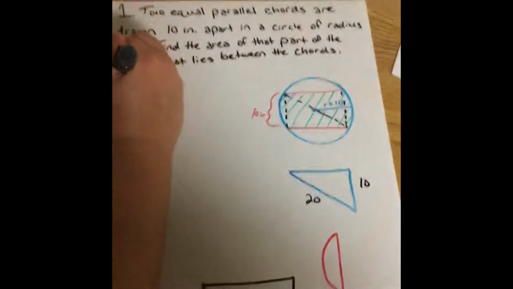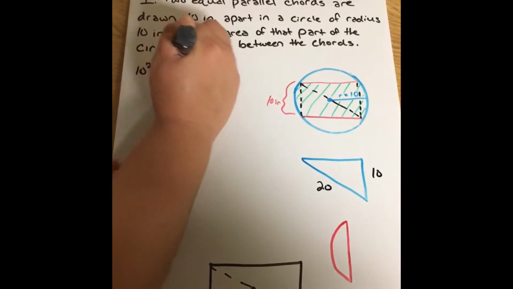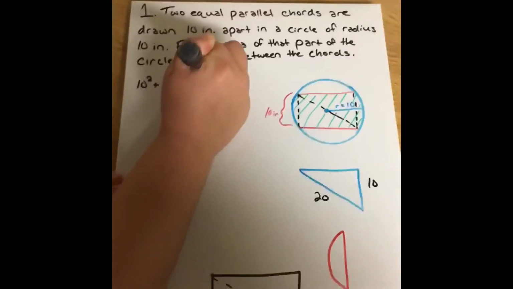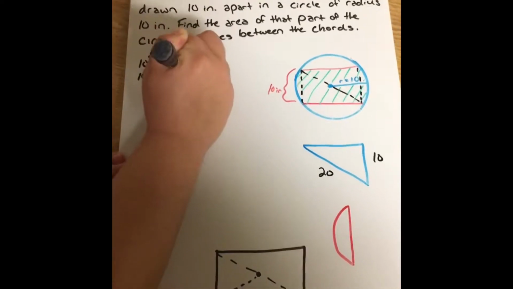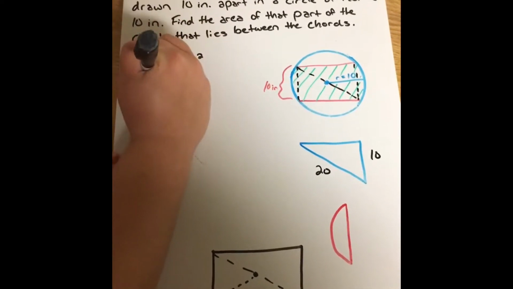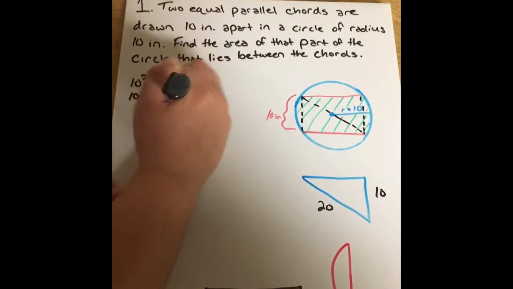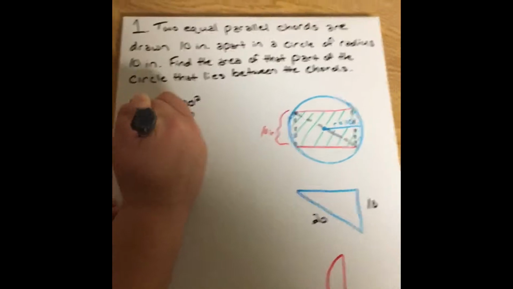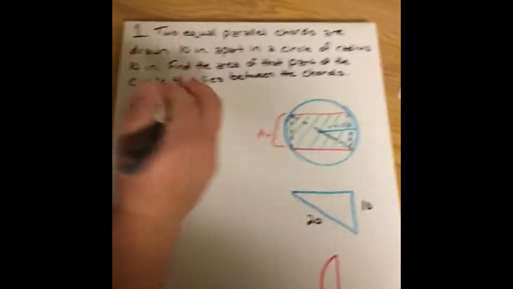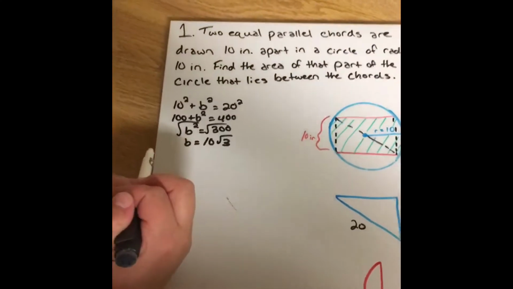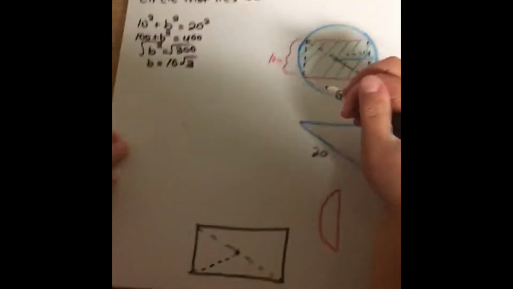So we can do 10 squared plus b squared equals 20 squared. And we get 100 plus b squared equals 400. B squared equals 300. And b equals 10 root 3, because the square root of 300, you can pull out a 100 and the square root of that is 10 and you're left with a 3.